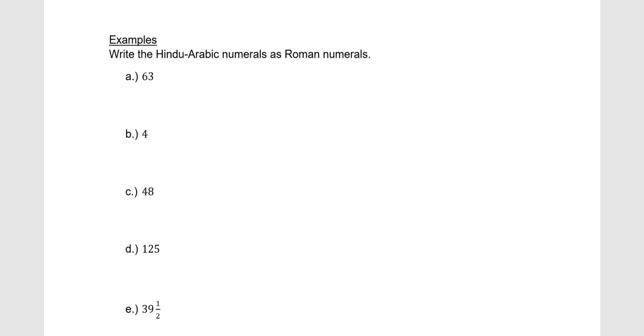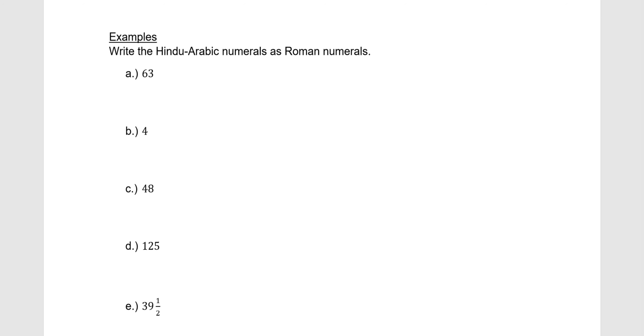Okay, so let's go the other way here. Let's write these Hindu-Arabic numerals as Roman numerals. So we want to write 63 using Roman numerals. To do this, it's usually good to start with one digit at a time, starting with the left. So 63, let's think about 60 first. Let's think about how we get to 60.